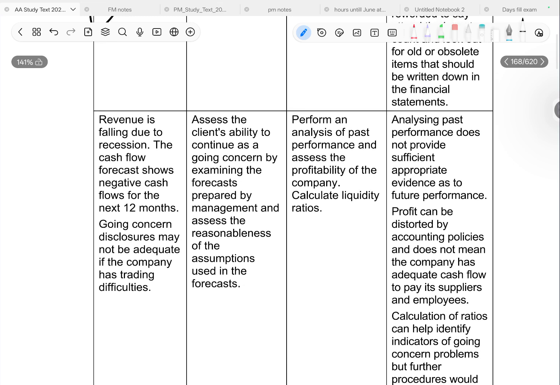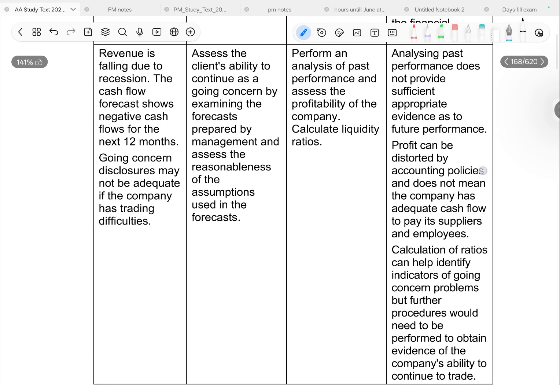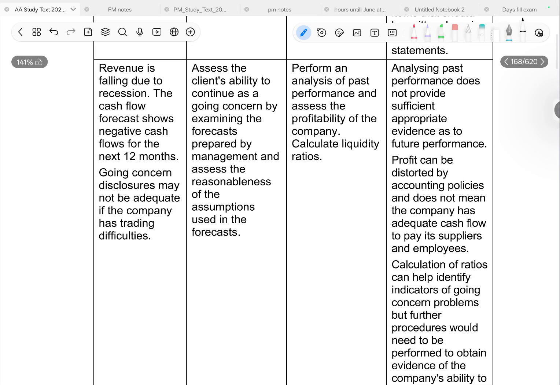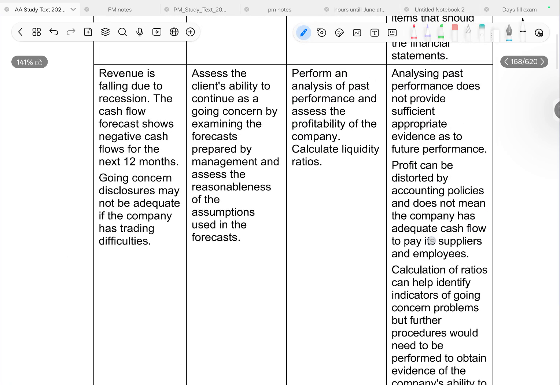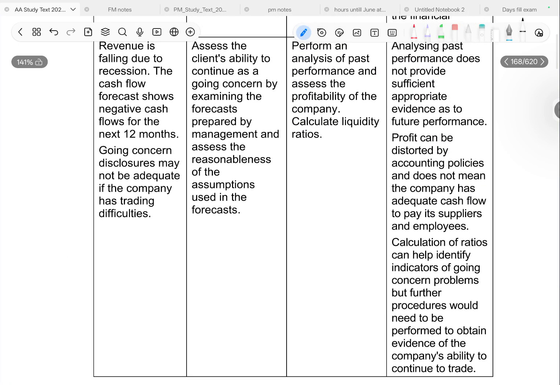Third scenario, where revenue is falling and cash flow forecasts show a negative cash flow. This indicates a potential going concern issue, and there is a risk that disclosure may not be adequate. A relevant audit response would be to assess the company's ability to continue as a going concern by reviewing management's forecast and evaluating the reasonableness of the assumptions used.